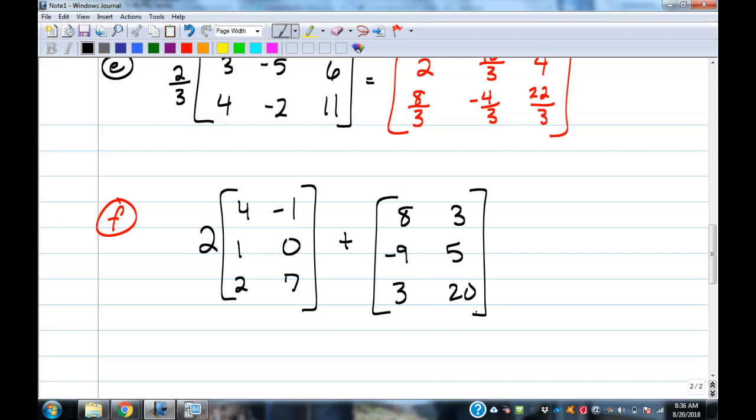Thinking about just regular arithmetic, the way you've been doing math for several years now, what should happen first in this problem? That scalar multiplication. Multiplication, order of operations. Please excuse my dear Aunt Sally, however you remembered that. Parentheses, exponents, multiplication, division, left to right, and then addition, subtraction happens last, left to right. So that multiplication should happen first. Then you're going to add across.